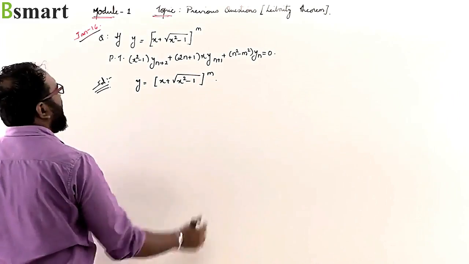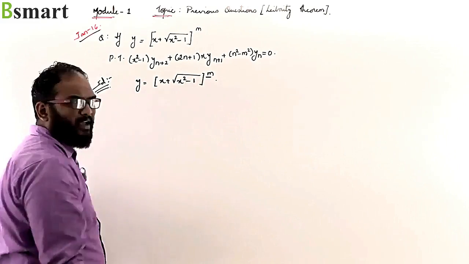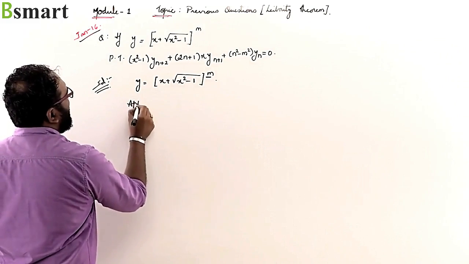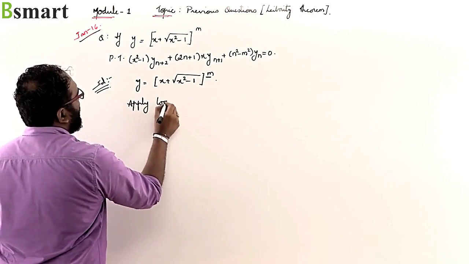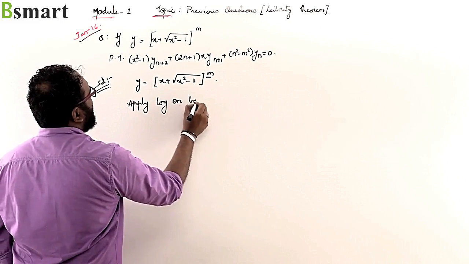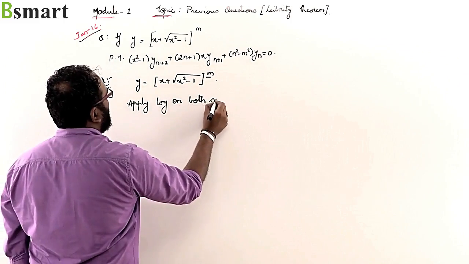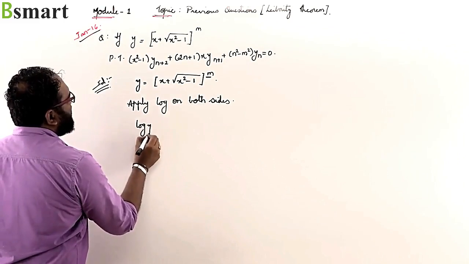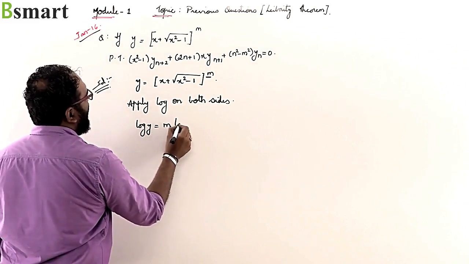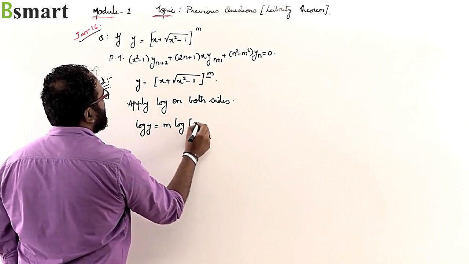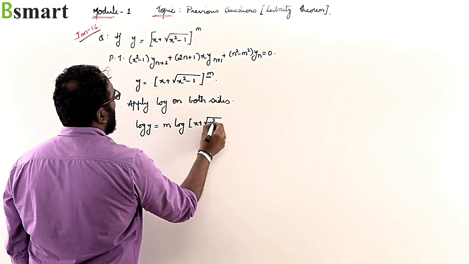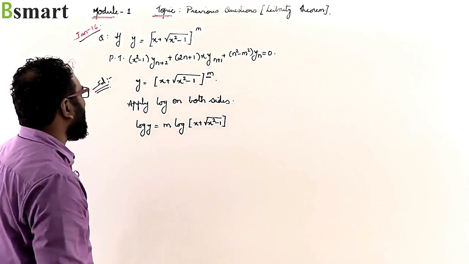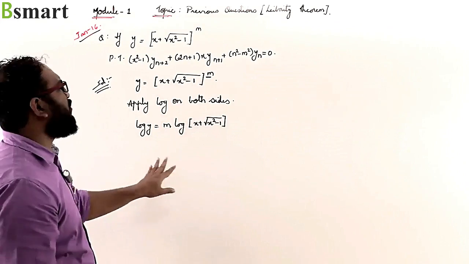Now, as I am having power m, I'll apply log on both sides. If we apply log on both sides, then that will be log y is equals to m into log of x plus root over x square minus 1. So now we'll obtain the relation between y, y1 and y2.